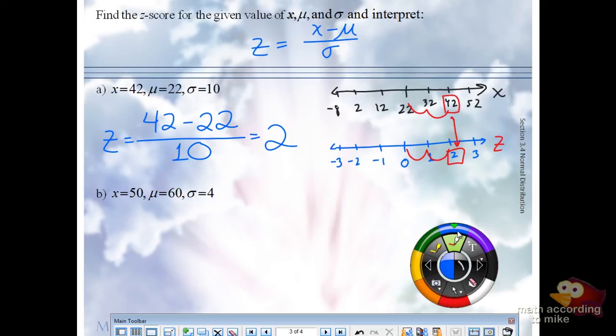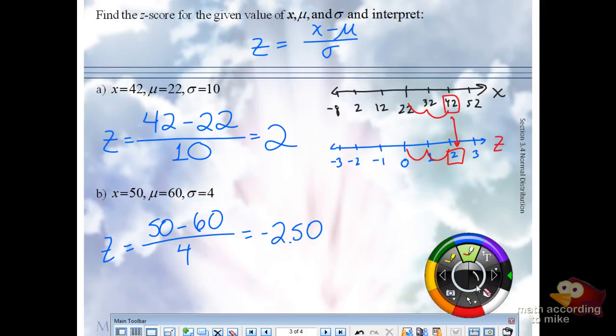So part B. Let's find the z-score first. So how do I fill this in? Good. What is 50 minus 60 divided by 4, rounding to 2 decimal places as necessary? What'd you get, negative? So be careful. You have to round to 2 decimal places. Always, always, always.